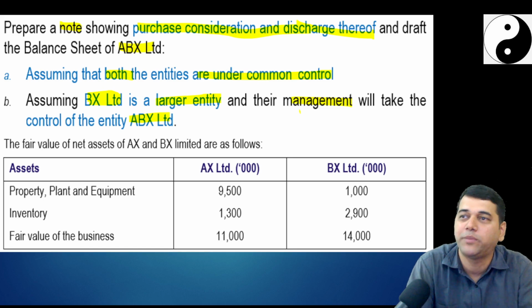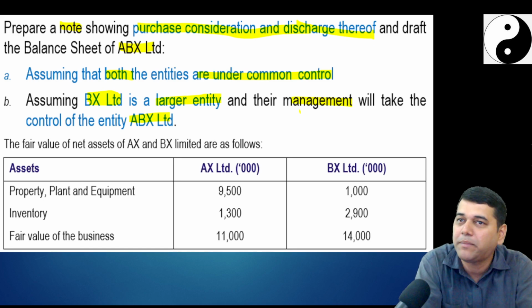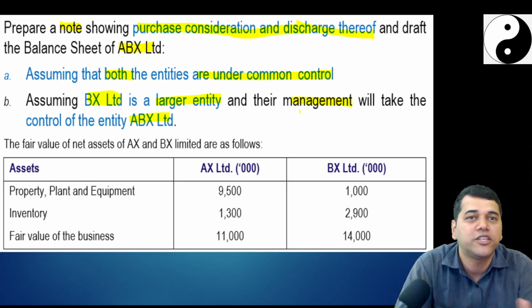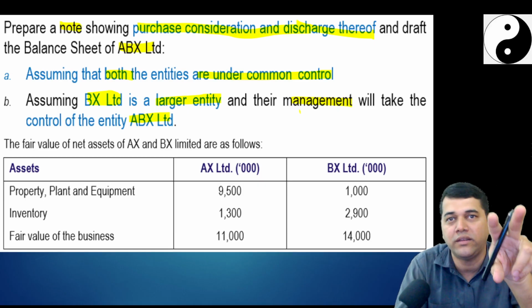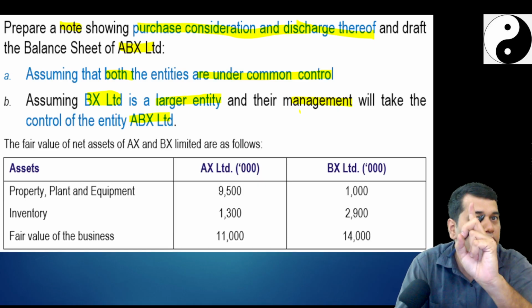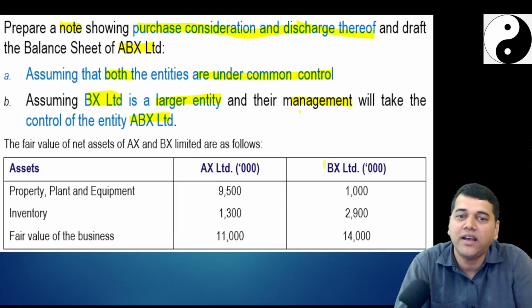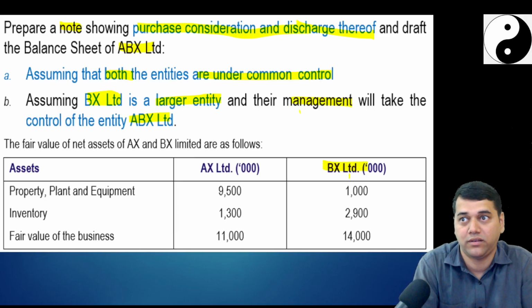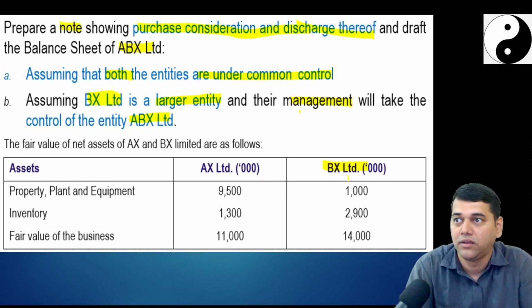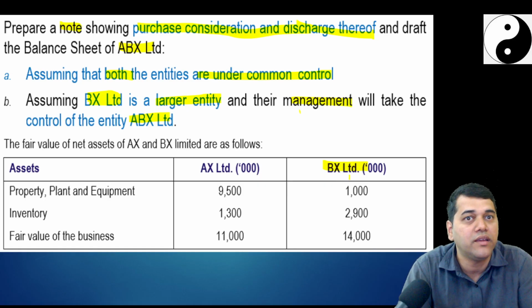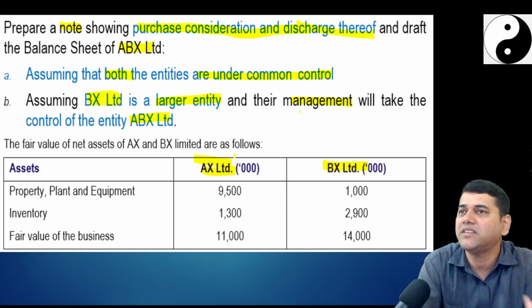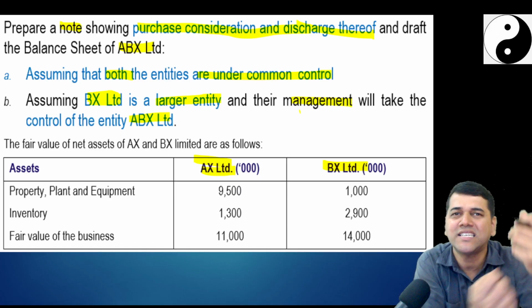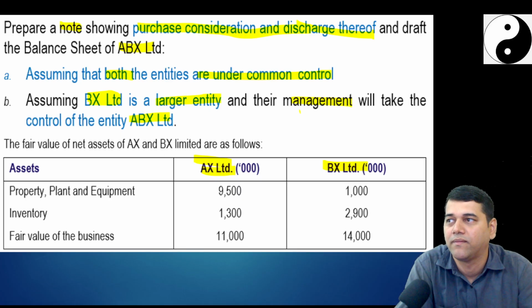ABX doesn't come into the picture, because ABX doesn't have a balance sheet. Where is the balance sheet of ABX? If they had given you a balance sheet of ABX, then you would have said, sir, there are two acquirees and one acquirer, because the acquirer can be only one. BX is the acquirer in substance, that is, accounting wise. Who is your accounting acquiree? AX. ABX also, but ABX doesn't have any balance sheet, so just ignore ABX for the time being.